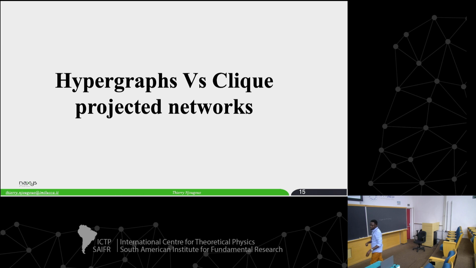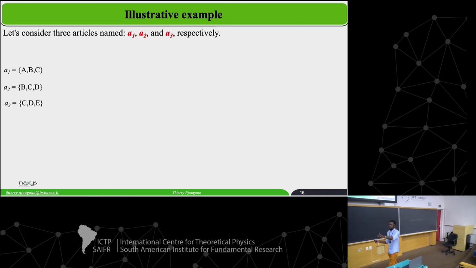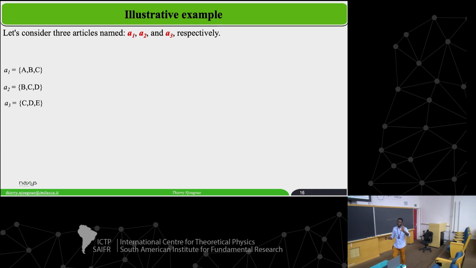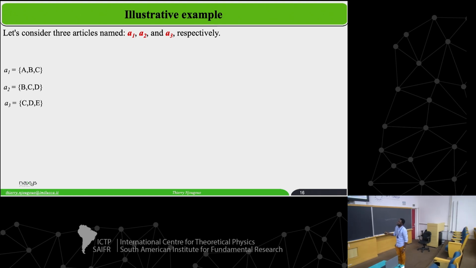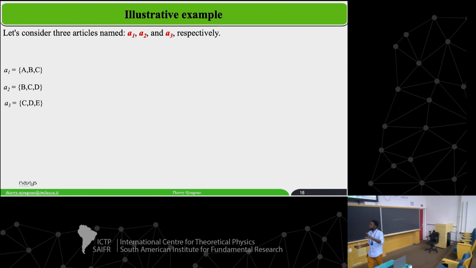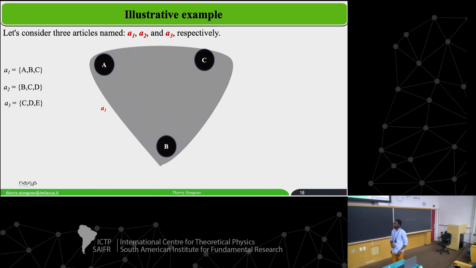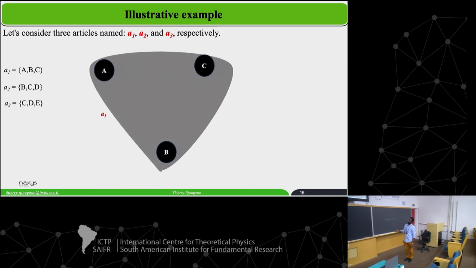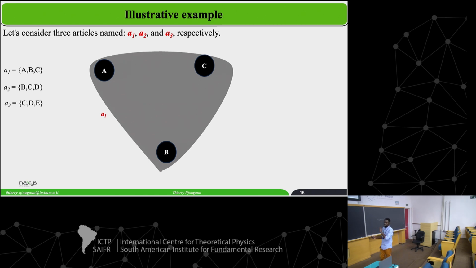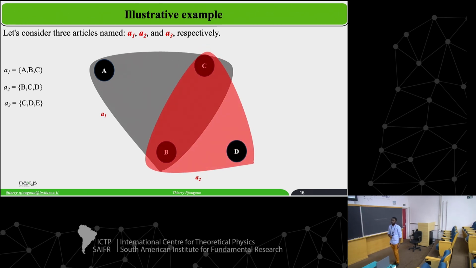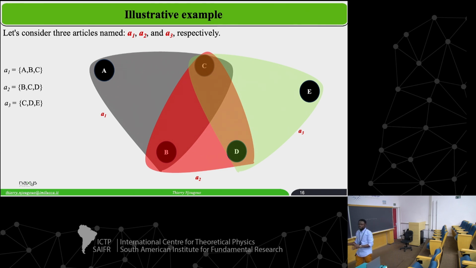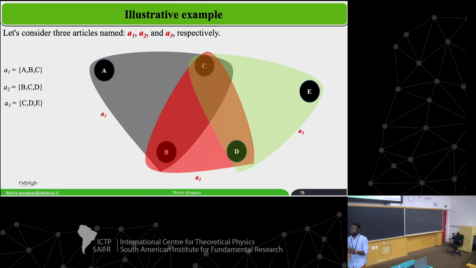So let's move to the hypergraph. For this kind of scenario, let's consider three articles by different authors. In the first article, which we call a1, we have three authors, named A, B, and C. We suppose that these three authors wrote this paper. The second article was written by B, C, and D. We have the second hyperedge. And the third article was written by C, D, and E. We have these three hyperedges, just to build a kind of interaction between the authors.